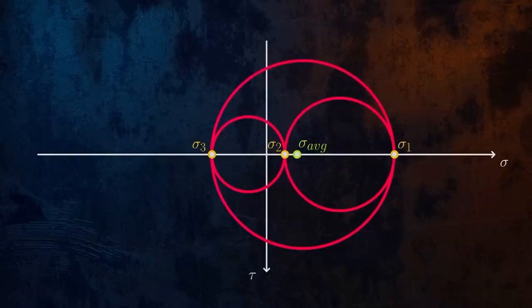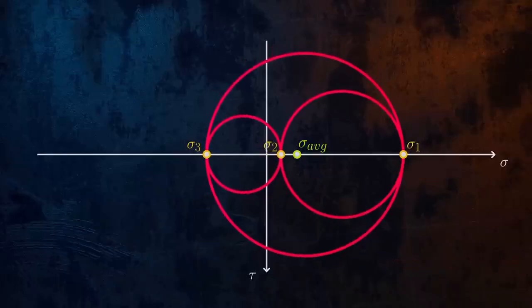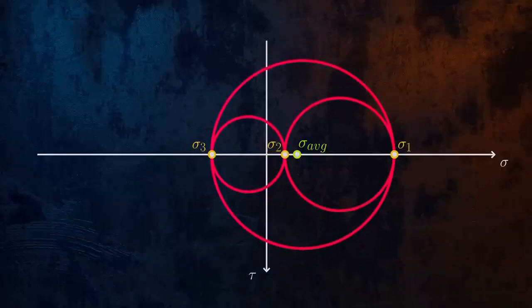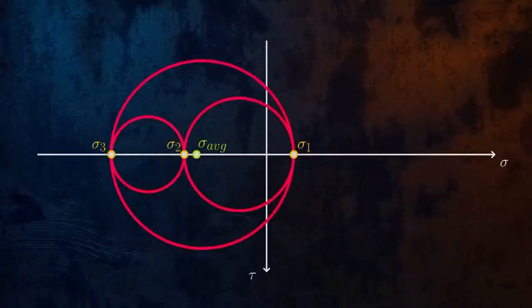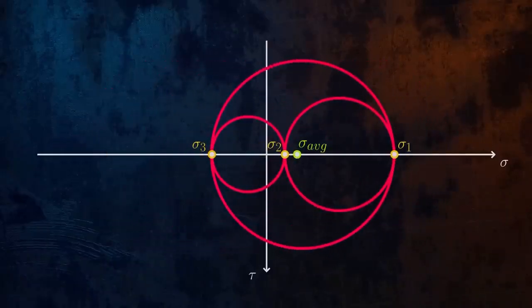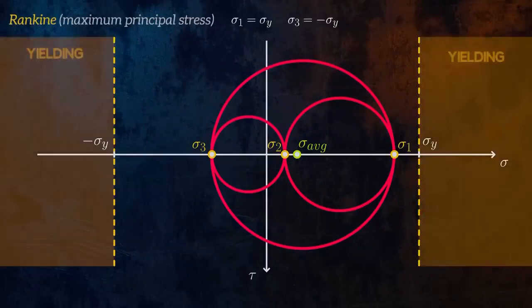And increasing the radius of Mohr's circle without changing the average stress represents an increase in the deviatoric component. Since failure of ductile materials only depends on the deviatoric component, a good failure theory for ductile materials should produce the same result regardless of where Mohr's circle is located on the horizontal axis. This explains why maximum principal stress theory is not a good failure theory for ductile materials. It isn't consistent with the observation that yielding is independent of hydrostatic stress.